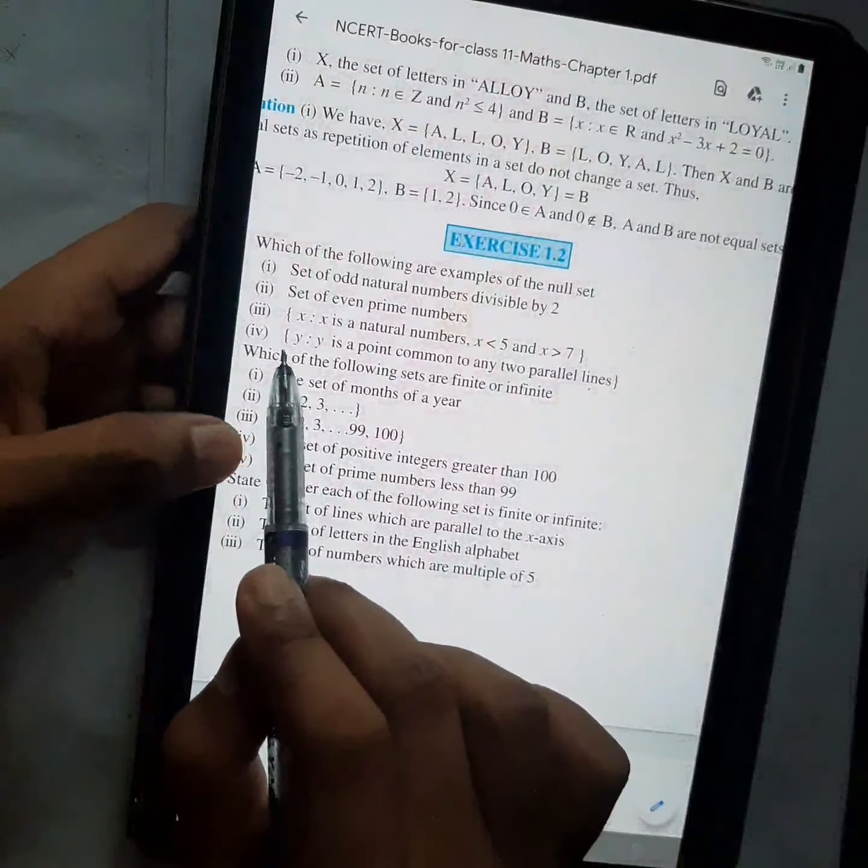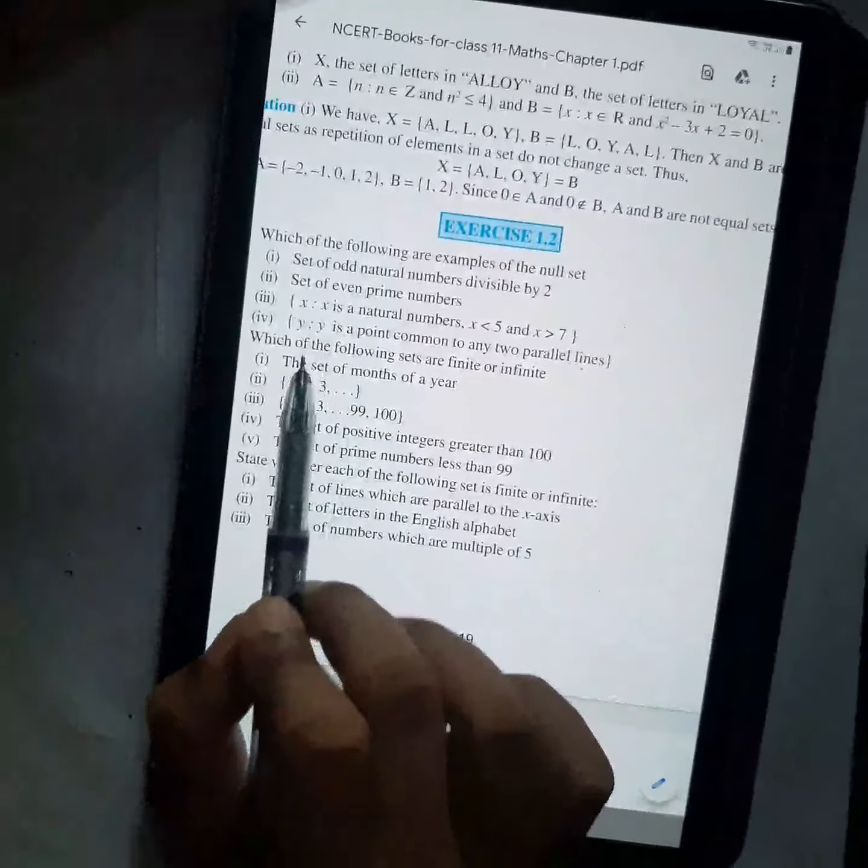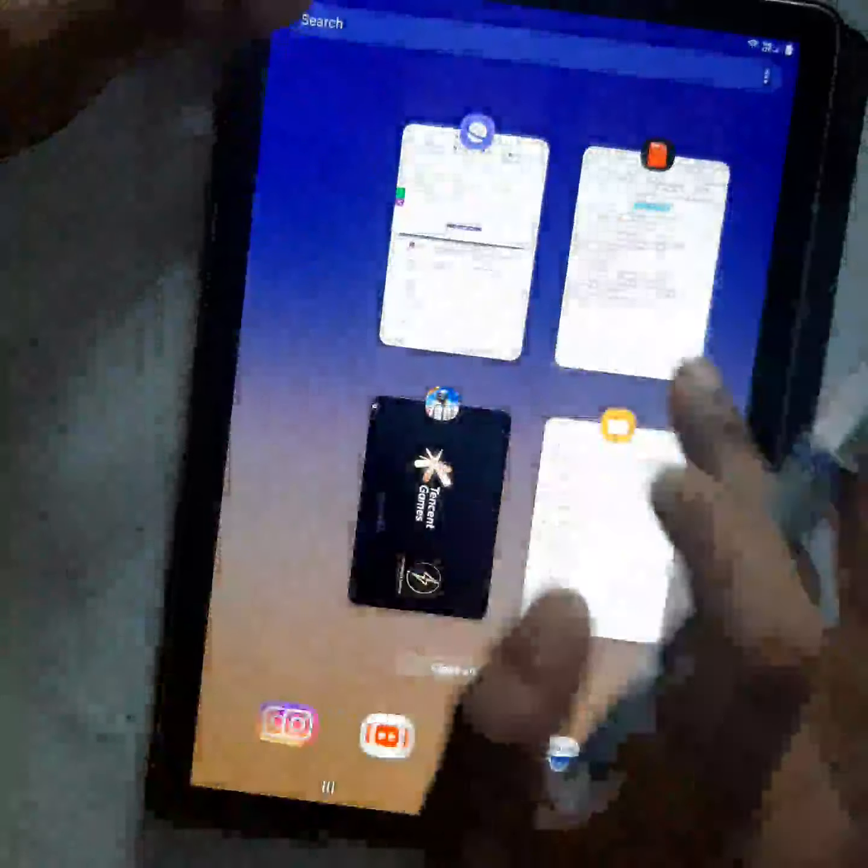Okay, so your next question is y. Set is y, right? Element is y.